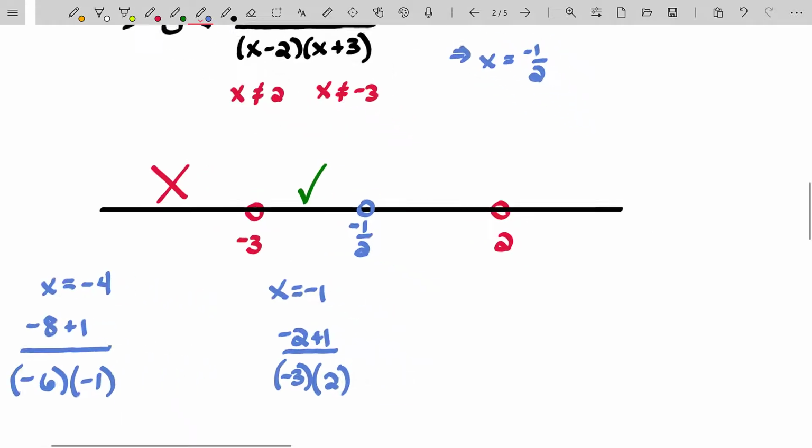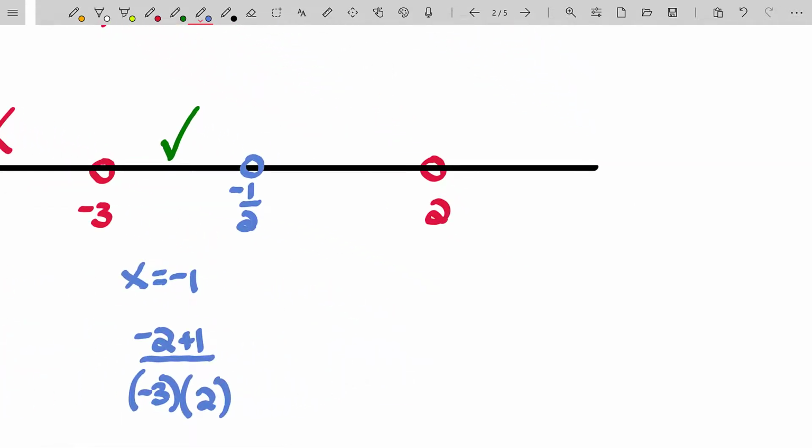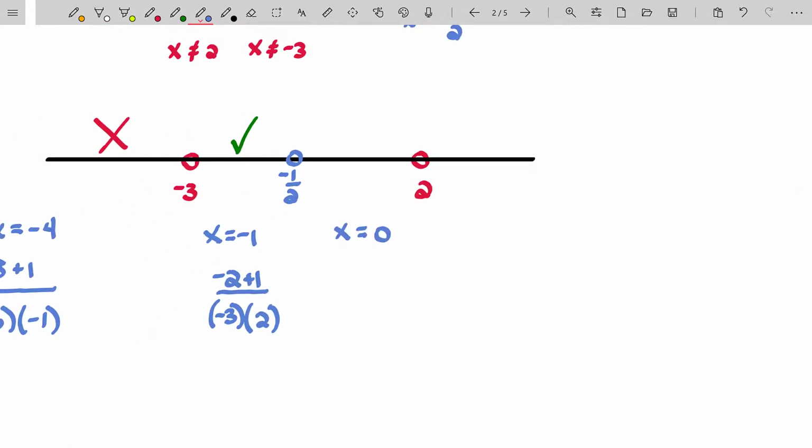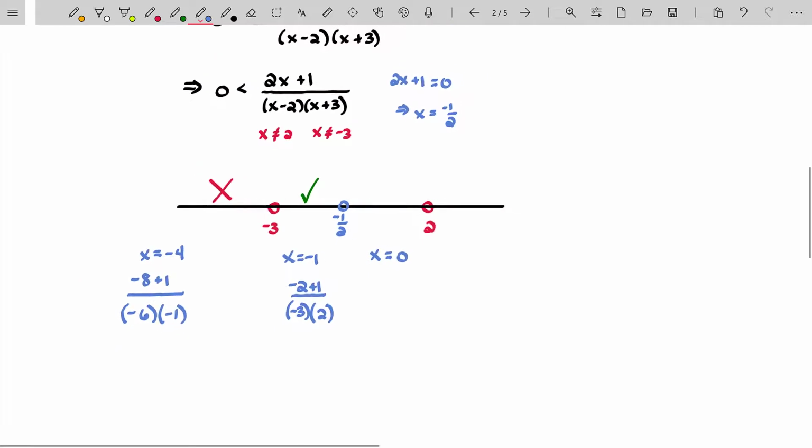Anyhow, let's go ahead and test any number between negative 1/2 and positive 2. Obviously, a very easy choice would be x equals 0. Going to the fraction, if you were to plug 0 in, you would get 1 over negative 6. That's a negative number, and that's not what we want. We want our fraction to be positive, so I'll throw out that region.